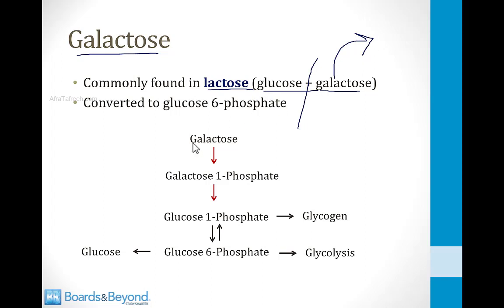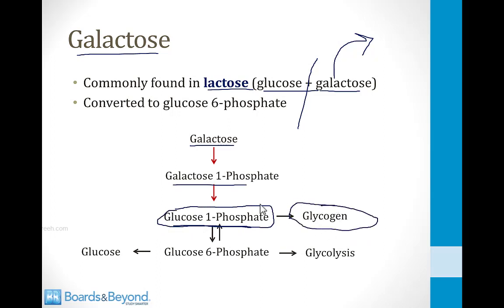The way galactose is metabolized is by converting the molecule into galactose 1-phosphate and then glucose 1-phosphate. And you may remember that glucose 1-phosphate is an intermediate in the pathway towards glycogen synthesis. So this molecule can be used for glycogen synthesis, or it can be converted to glucose 6-phosphate, which is an intermediate of glycolysis. So this molecule can then enter glycolysis or become part of gluconeogenesis and go back towards glucose.